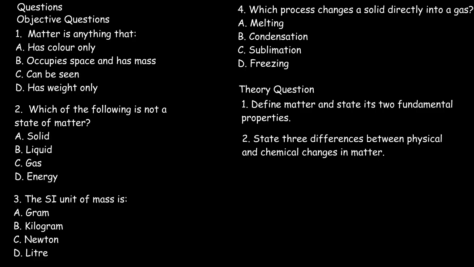Our next question: which process changes a solid directly into a gas? A, melting; B, condensation; C, sublimation; and D, freezing. Now, we're going to just be explaining each of them briefly. Melting is a process that changes solid to liquid. Condensation is a process that changes gas to liquid. Freezing is a process that changes liquid to solid. And the correct answer is sublimation, a process in which solid changes directly to gas. And the correct option is C.